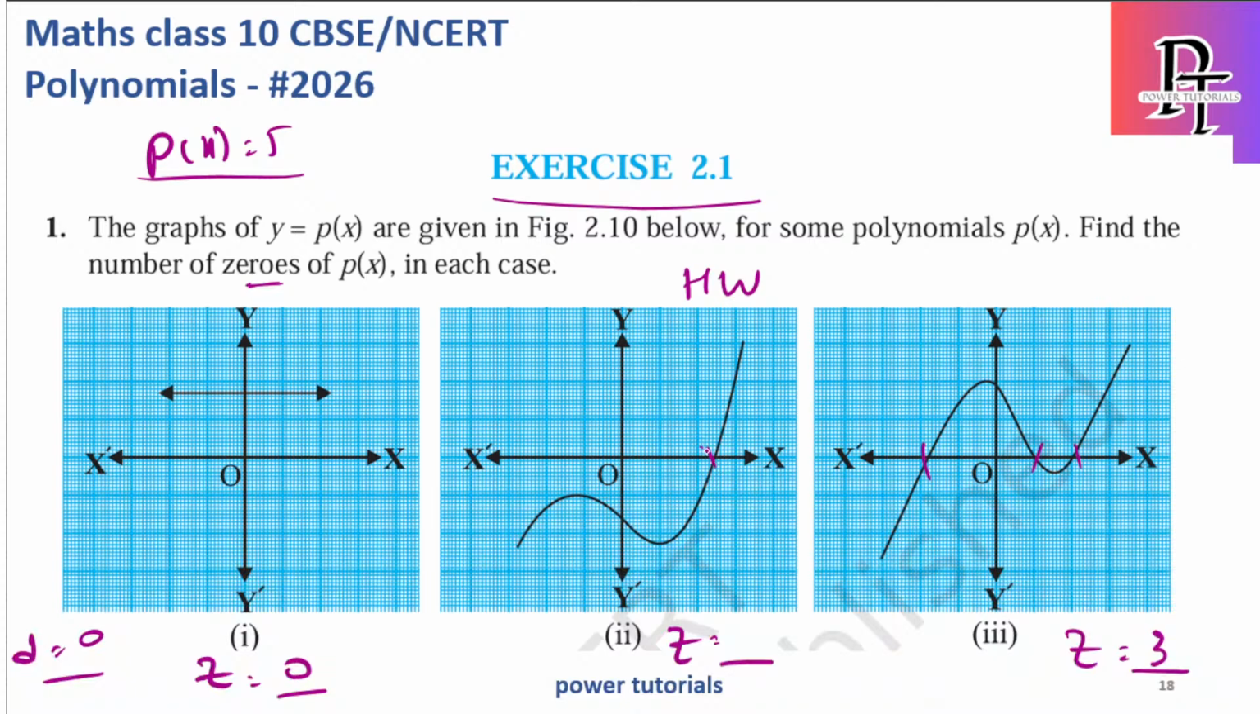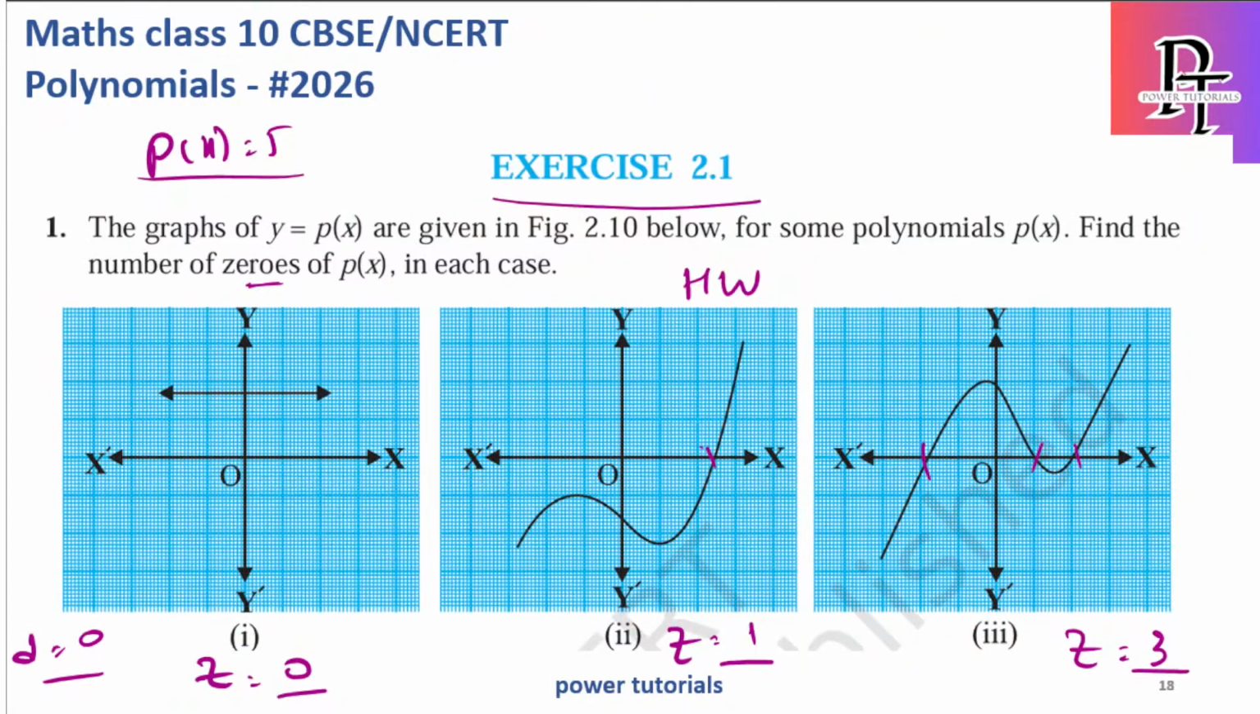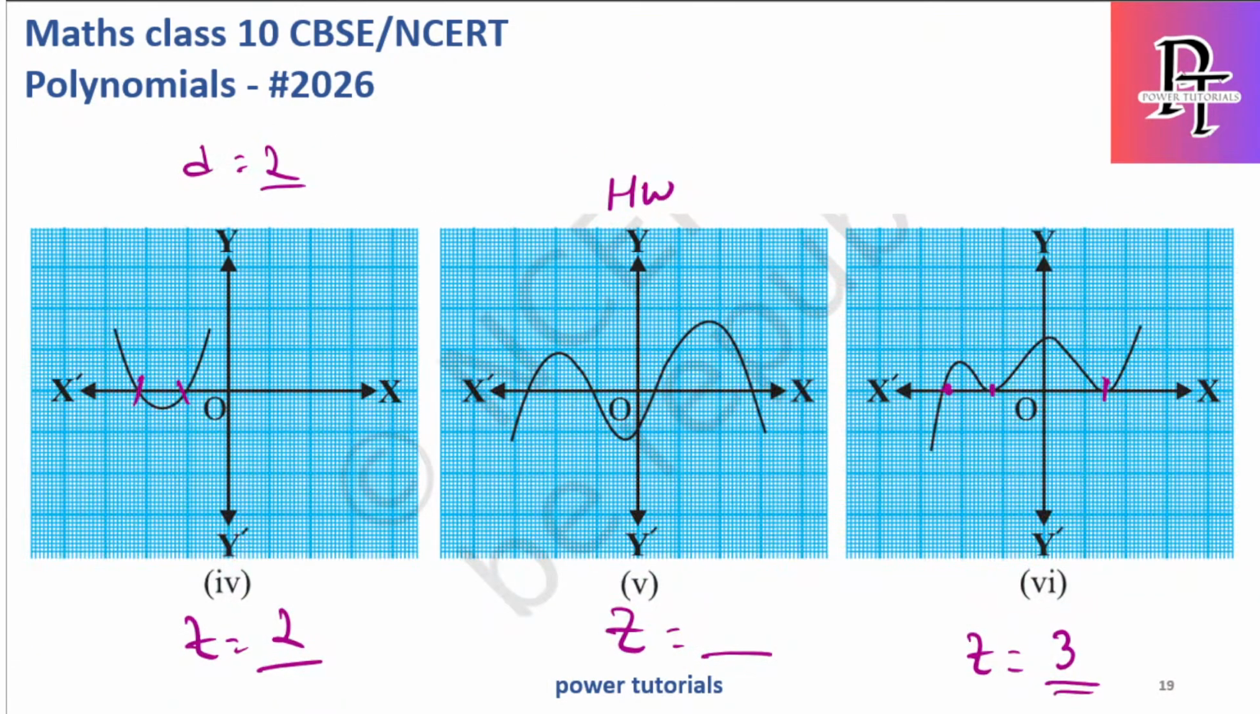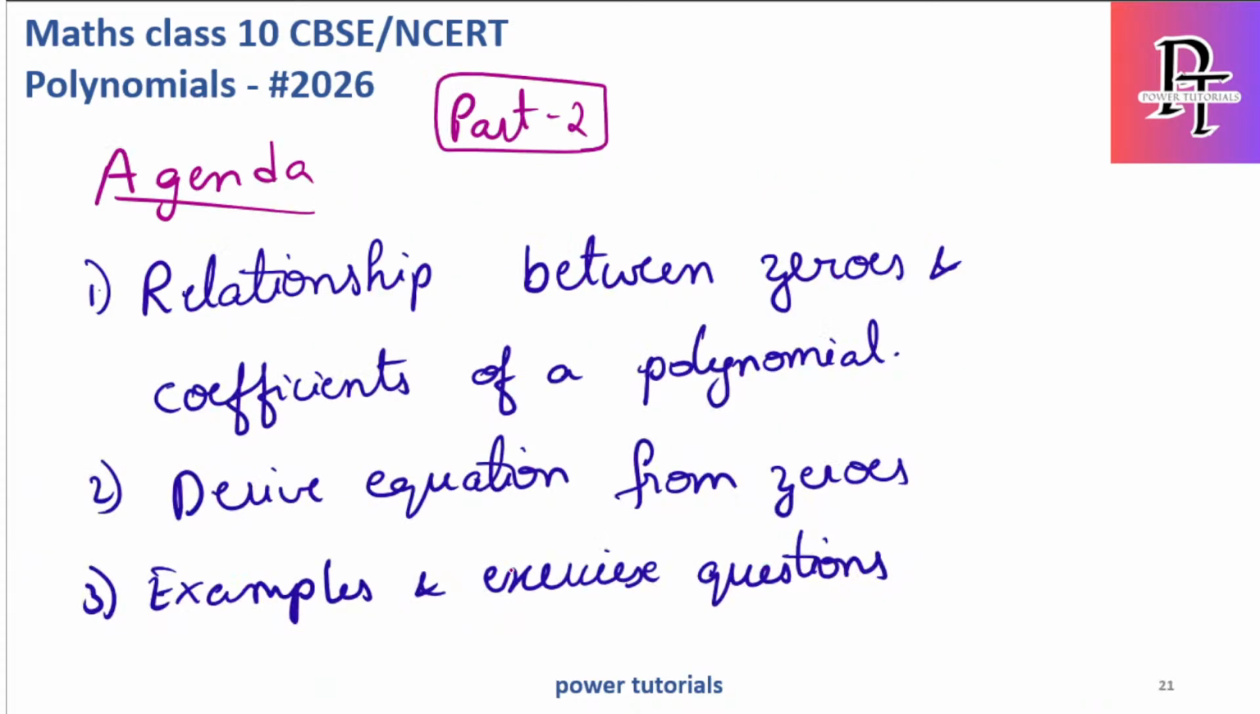Here is the point where it is touching the x-axis, so the number of zeros is 1. Okay, another homework: how many times is this second graph touching the x-axis? It is touching the x-axis at these points, 1, 2, 3 and 4, so the number of zeros is 4. Okay, so in this way the first video was completed.